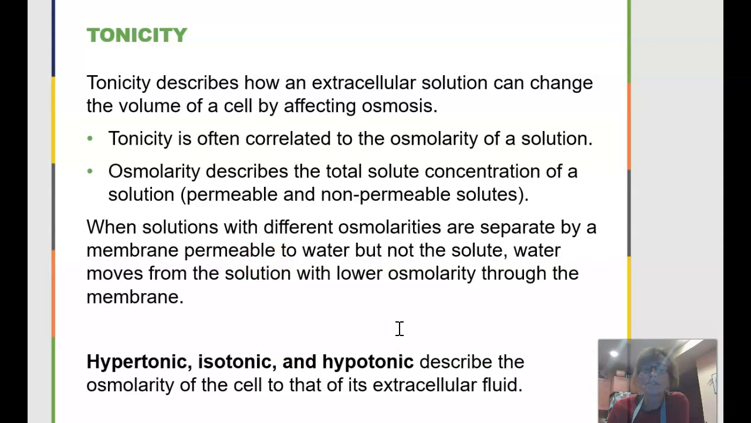And so we'll see this in a couple of demonstrations, but water is going to move from whichever solution has the lower osmolarity, in other words, it has less dissolved material in it, to the other side where there is more dissolved stuff but less water. So these terms, hypertonic, isotonic, and hypotonic, are descriptors of the osmolarity of the cell compared to the surroundings or the extracellular fluid. And these are terms you need to know, so we want to pay attention to these.